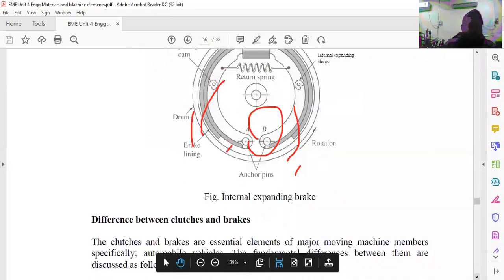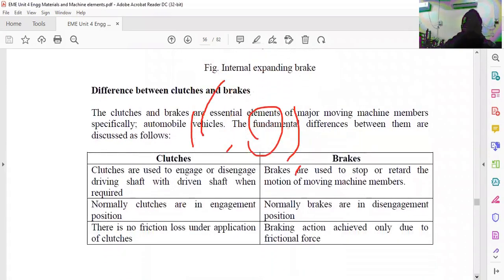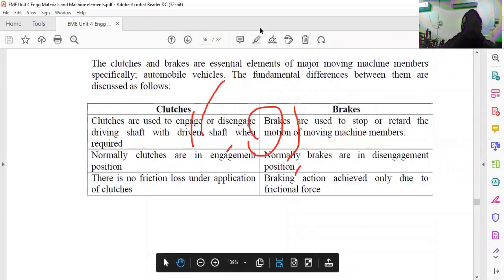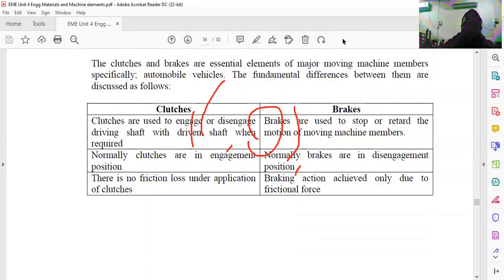And the fundamental difference between clutch and brake is that clutches are normally used to engage or disengage the driving shaft with the driven shaft according to the operator's need, whereas brakes are used to stop or retard the motion of a moving machine member. Clutches are normally in the engagement position, and by application of load we disengage the clutch. But brakes are in the disengagement position, and under the application of braking load on the pedal, we engage the brake. There is no friction loss in a clutch, but here friction force is needed to stop the machine member. So this is the fundamental difference between clutch and brake.